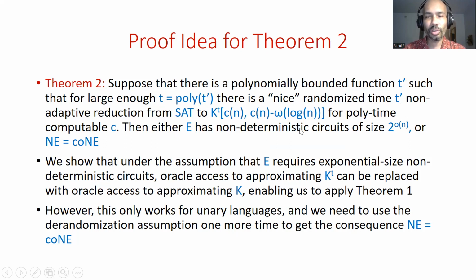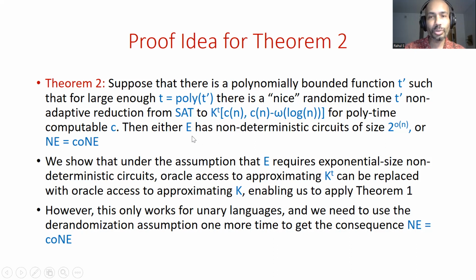Then either E has non-uniform circuits of size 2 to the little n, or NP equals co-NP. So what we're going to do is show that under the assumption that E requires exponential size non-uniform circuits, under this derandomization assumption, we can actually simulate in some sense this K subscript t oracle by a K oracle. The two oracles are going to look indistinguishable to this randomized time t prime reduction. So we can just replace this K subscript t oracle by a K oracle.